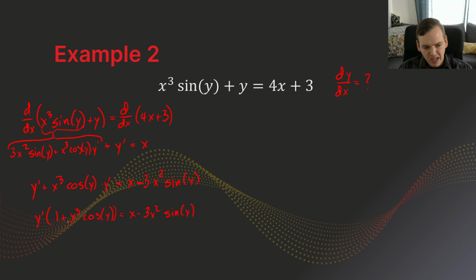And now I can divide by everything that's not y prime to leave y prime on its own. So y prime is equal to x minus 3x squared sine of y over 1 plus x cubed cosine of y, just like so.